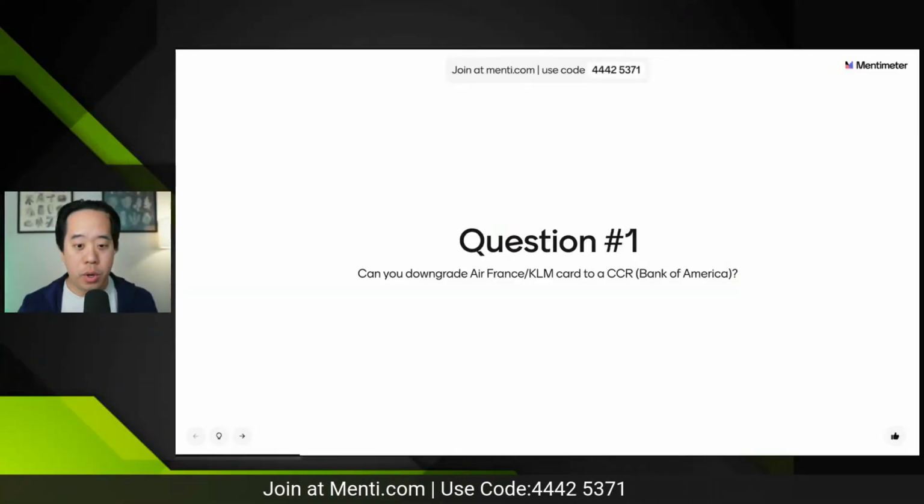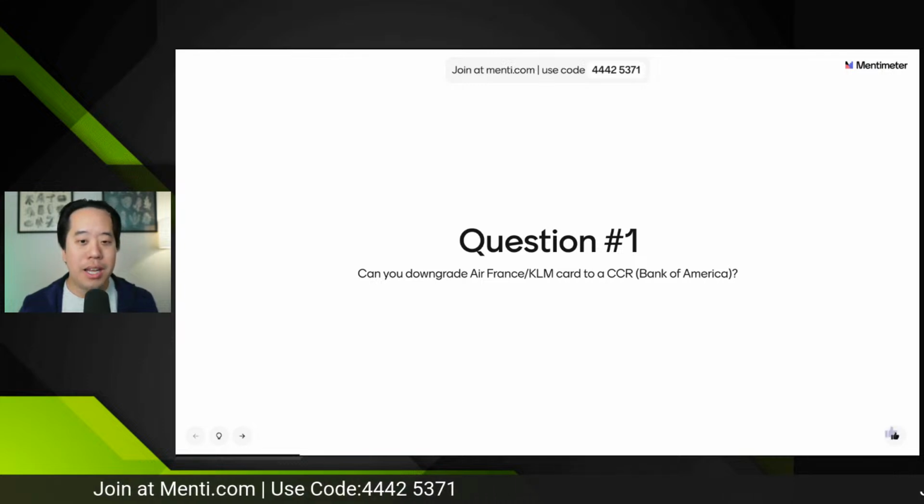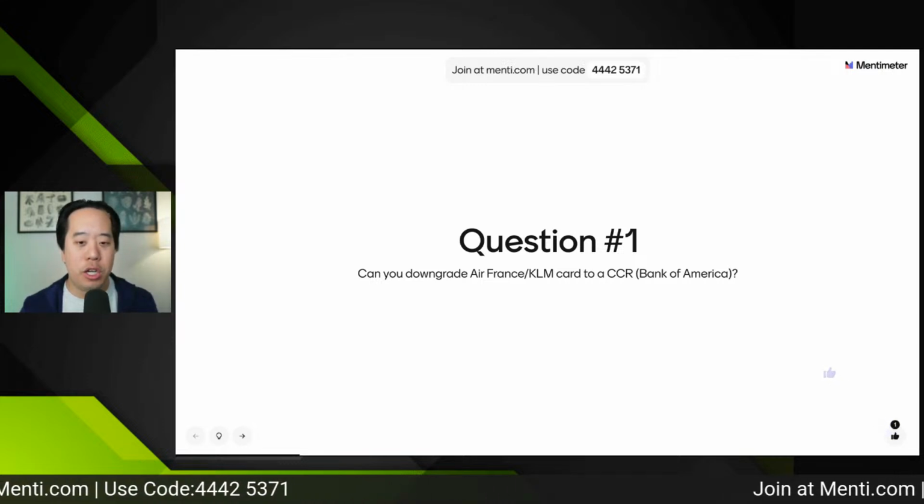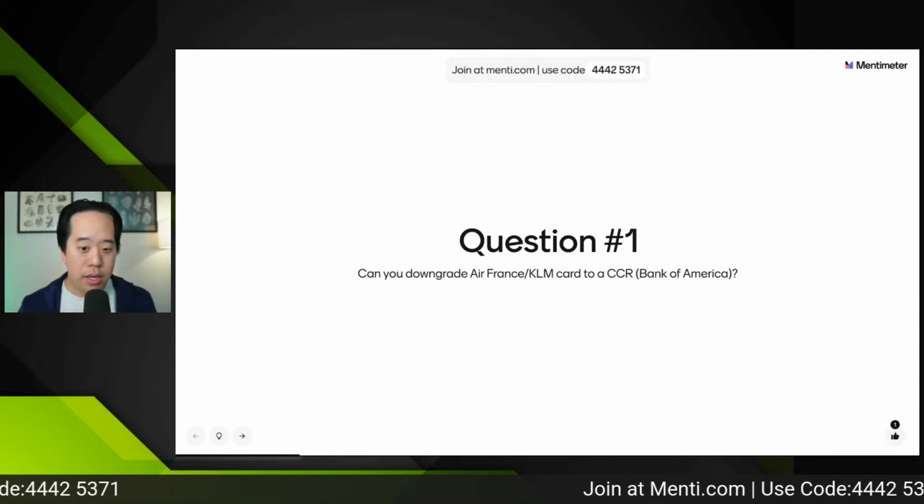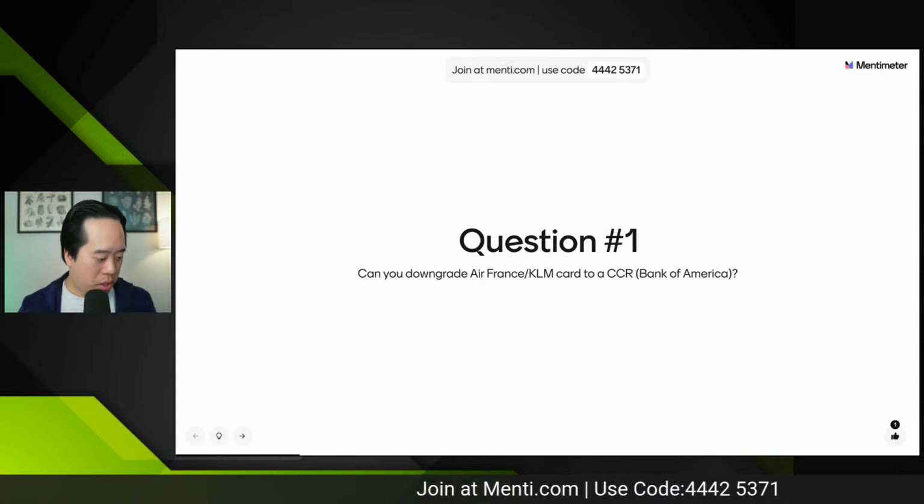Okay, so we can go ahead and use that code. And the question is, can you downgrade the Air France KLM card to a CCR Bank of America card? And so I'm also going to put my code in as well. So let me just do that real fast so I can join in.